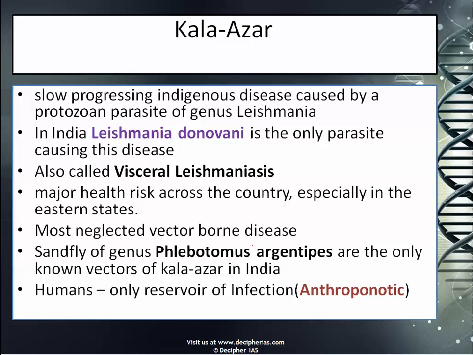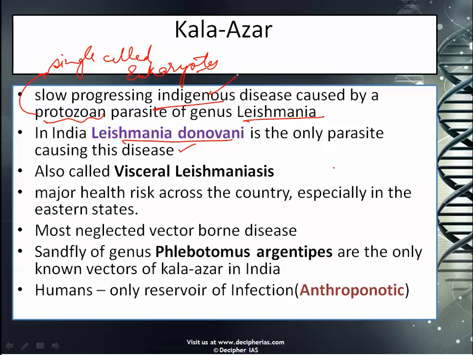Now Kala-Azar is a disease caused by a parasite of genus Leishmania. And in India, Leishmania donovani is the only parasite causing this disease. Now it is a protozoan parasite. Protozoans are single celled eukaryotes. Endemic means or indigenous means it is native. That is, it originated here only.